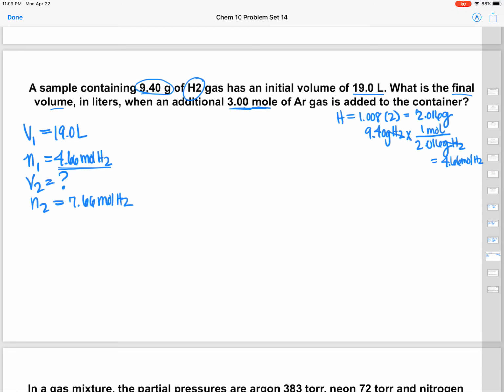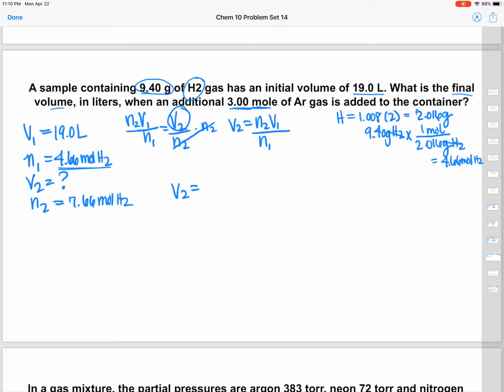So that's going to be your N2. All right, now our formula for Avogadro's law is V1 over N1 is equal to V2 over N2. And we are solving for V2, so we need to get that by itself. Let's cross multiply over here, get rid of that, and do the same thing to the other side. Your formula is going to be V2 is equal to N2 times V1 over N1.